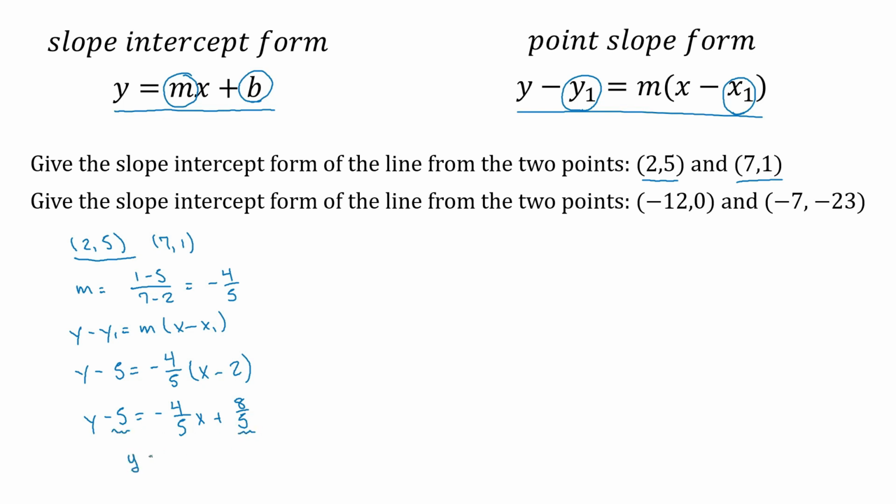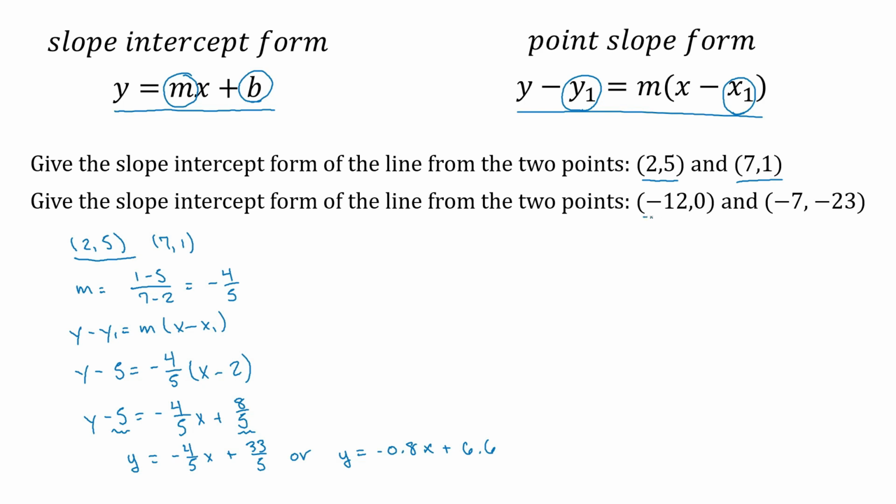Now combine like terms, which basically means I'm going to take my constant to the right-hand side, and that gives me y equals negative 4/5 x plus 33 over 5, or if you prefer decimals, this is y equals negative 0.8 x plus 6.6. Both of these equations are valid for the slope-intercept form.